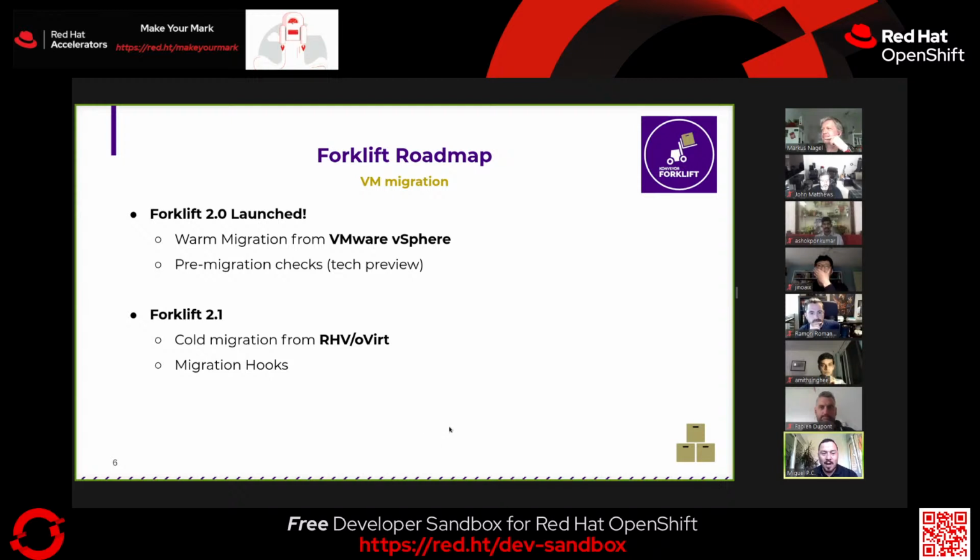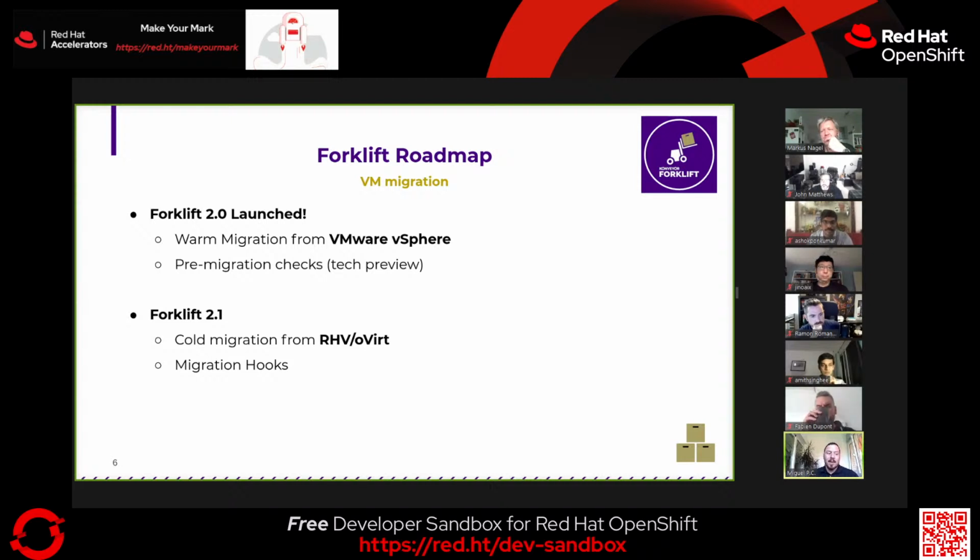And now we are working on Forklift 2.1, and what we're adding is another source to migrate VMs. One of our main targets is to add sources for VM migration. And the source that we're adding is Red Hat Virtualization and oVirt. So oVirt is the upstream project for Red Hat Virtualization. And we want to be able to migrate the VMs that are in oVirt or Red Hat Virtualization to OpenShift and to Kubernetes with KubeVirt. So this is our target. And what else are we adding?